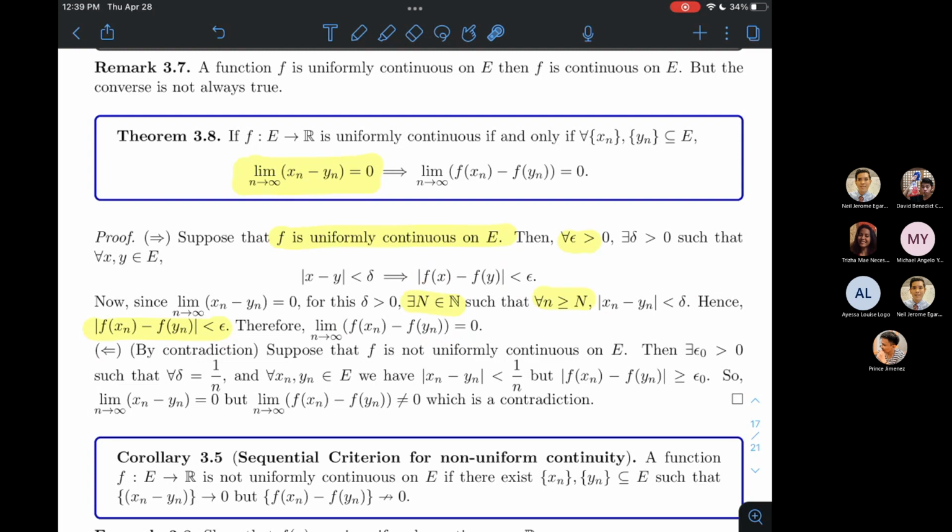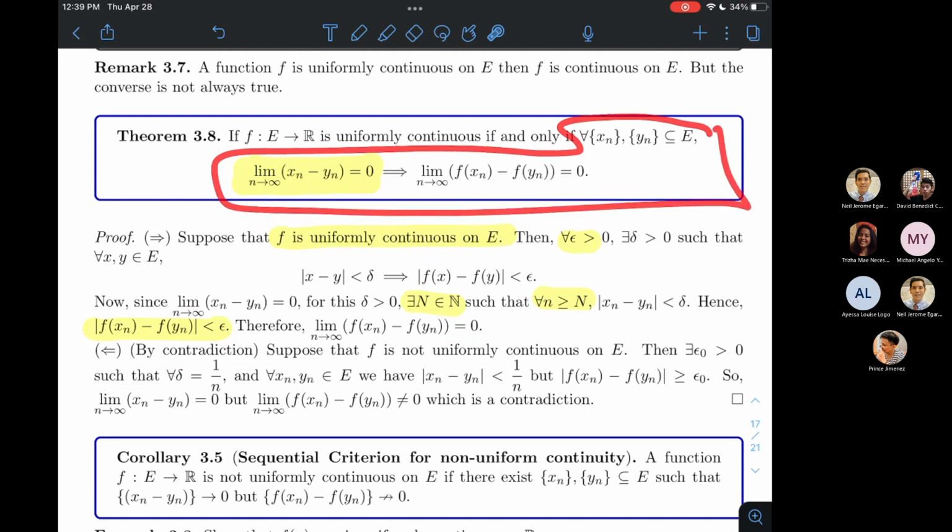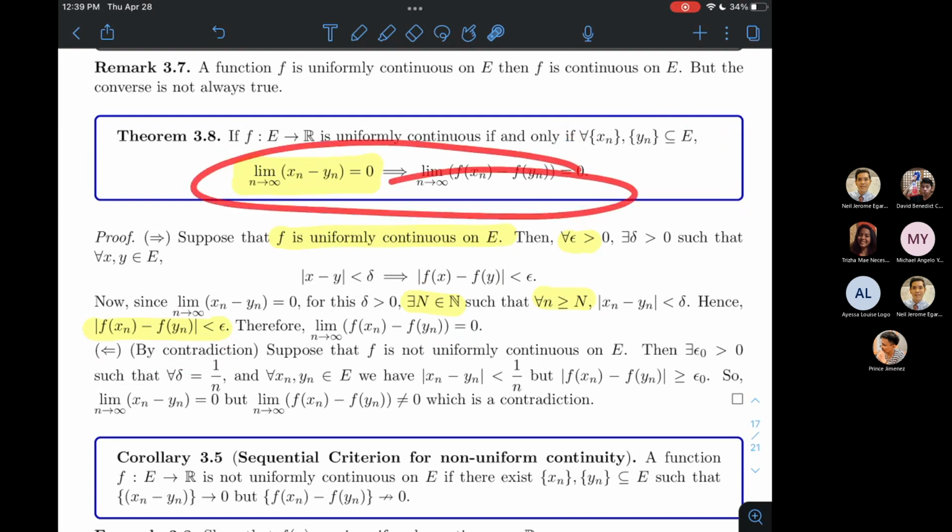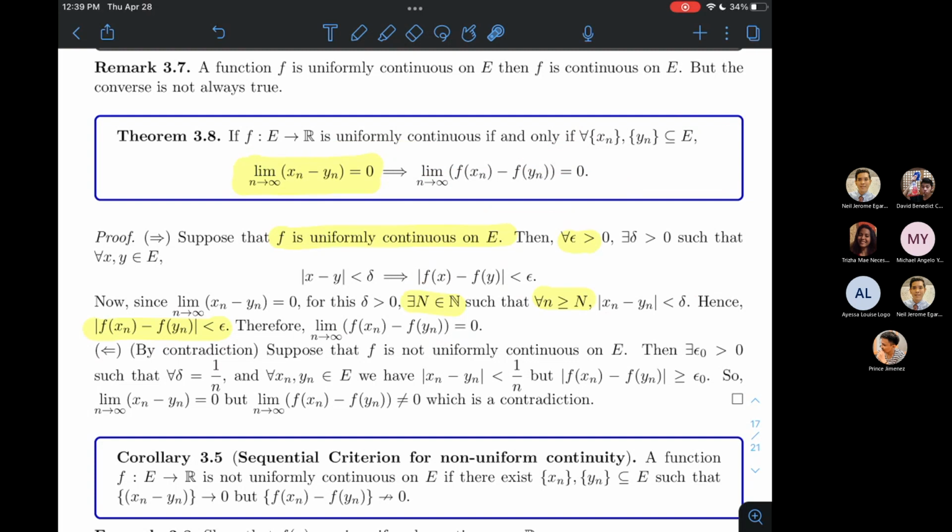So, kalahati na lang yung kulang. Kailangan nating i-prove yung kabila. Na kapag totoo ito sa kahit na anong dalawang sequence xn and yn in the domain, dapat magpa-follow na si f ay uniformly continuous. And we will prove the converse by contradiction. So, i-assume natin na totoo ito. All right? Totoo itong implication na to sa lahat ng pair ng sequences dun sa domain. Tapos, I will suppose for the sake of contradiction that f is not uniformly continuous. And I will show that something will be wrong if I will accept that to be true.